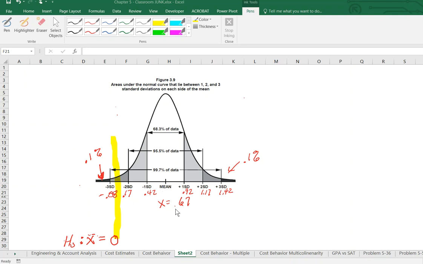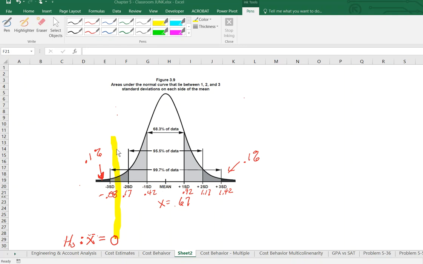So our best estimate of our slope coefficient was 67 cents or 0.67. We go up plus 1 standard deviation takes us up to 0.92, 1.17 at 2, 1.42 at 3. If we go down 1 standard deviation, we drop to 0.42. Down 2 standard deviations, we'd be at 0.17. Down 3 standard deviations, we'd be at minus 0.08.